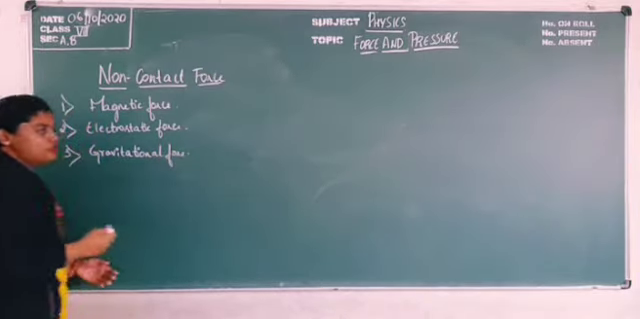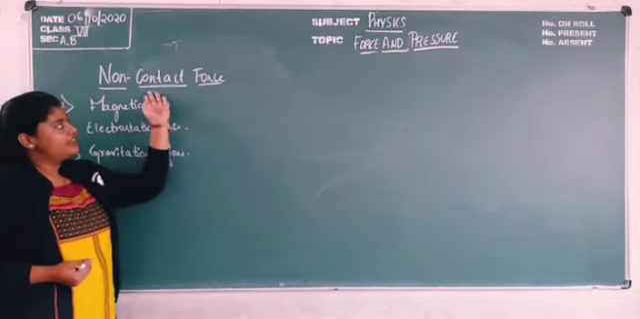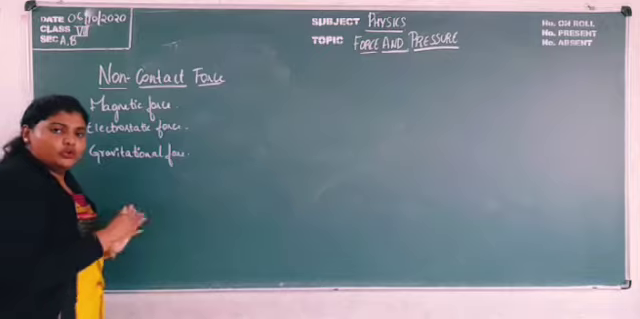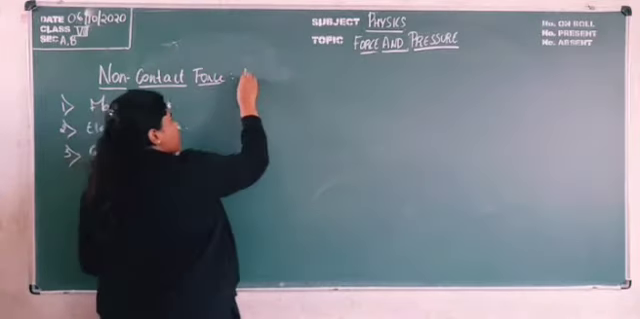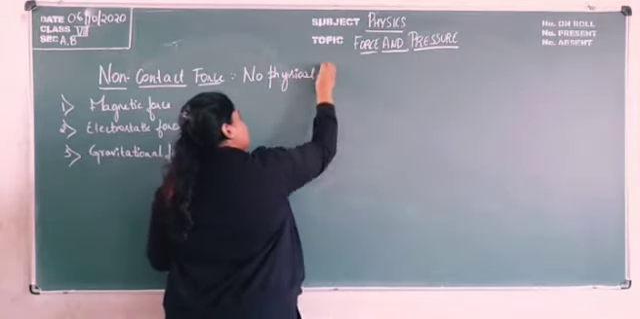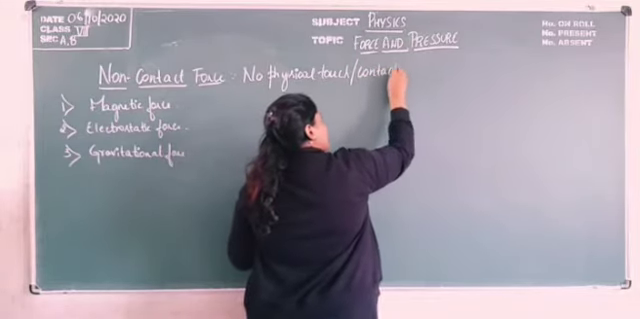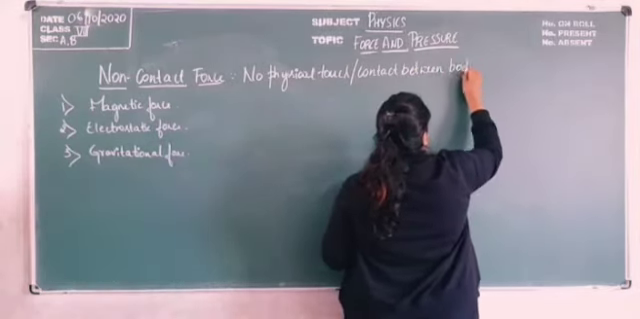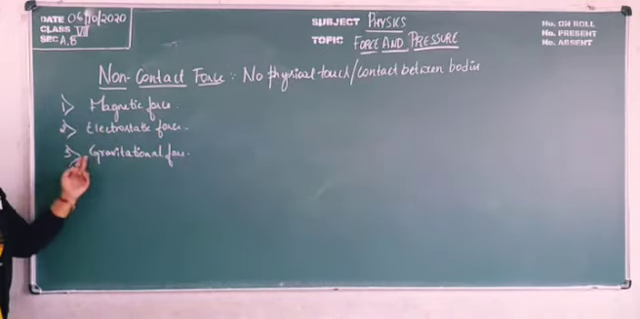Types of non-contact force: first we should see what is called a non-contact force. The forces which are exerted by the body without any physical touch. So these non-contact forces are the forces in which there is no physical contact between the objects. There will be no physical touch or contact between bodies.